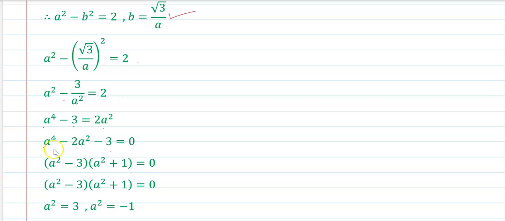The multiplication of the first and last term is minus 3a raised to 4. What about the middle term? The middle term is minus 2a square. The multiplication is minus 3a raised to 4 and the sum is minus 2a square. Therefore, the numbers are minus 3a square and plus a square. Okay. And hence the factors are (a square minus 3) and (a square plus 1).